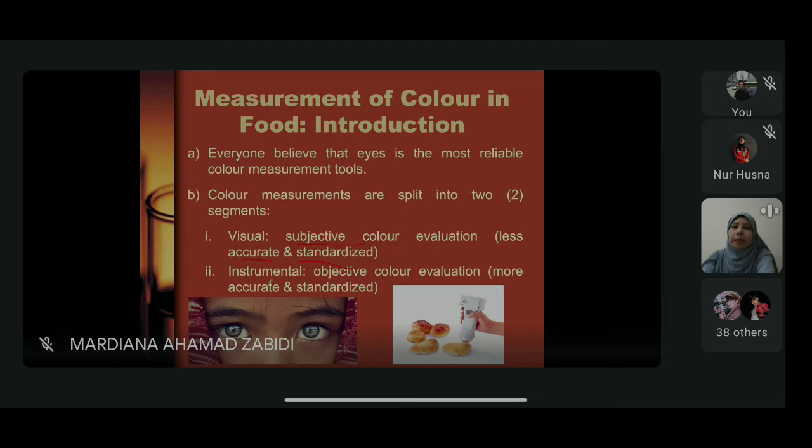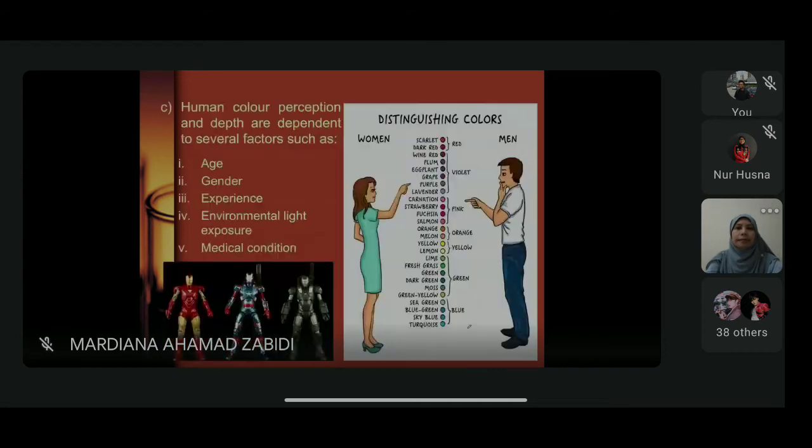Okay, and then when we talk about instrumentation, this one is objective, so it is more accurate as well as more standardized. If you look at the picture, at the bottom right, on your right hand side, this one is known as a chromameter. This type of chromameter is widely used in the lab and in various industries. They use this type of chromameter to measure the color of the product.